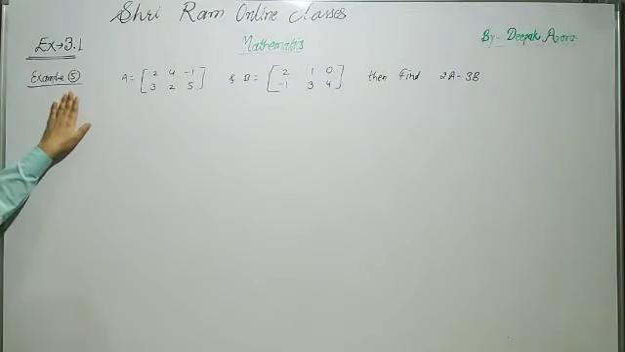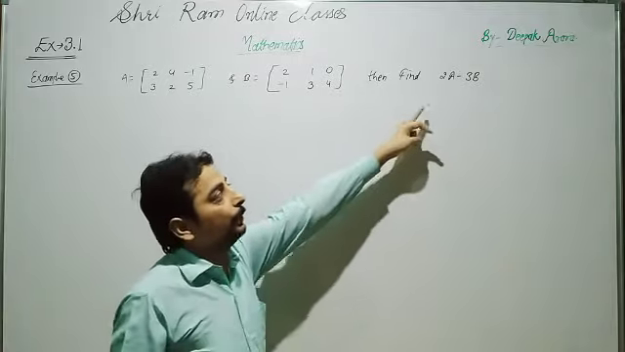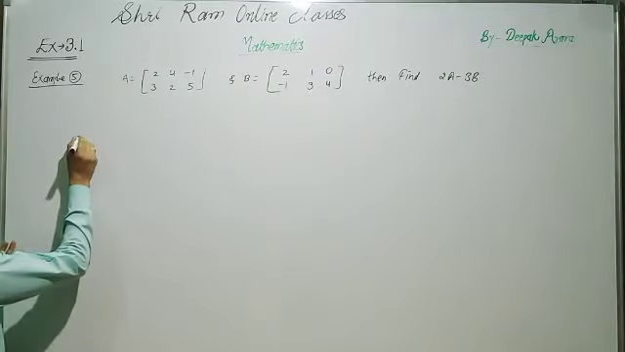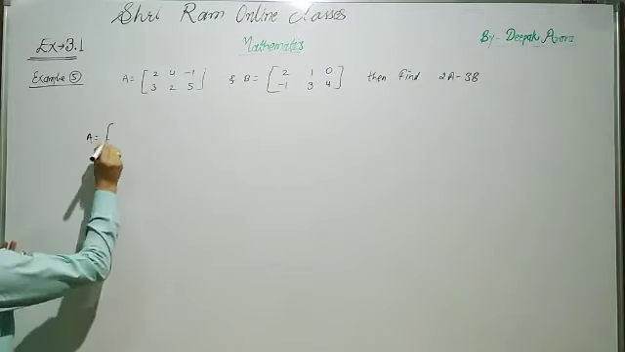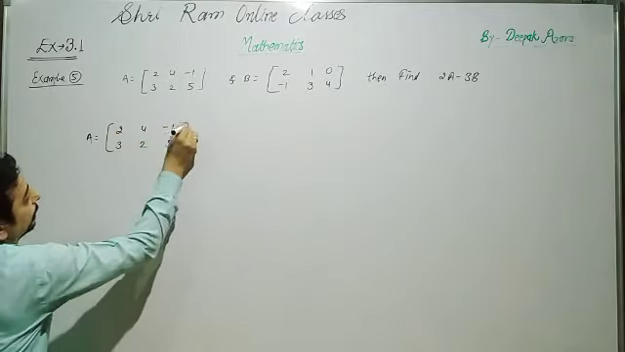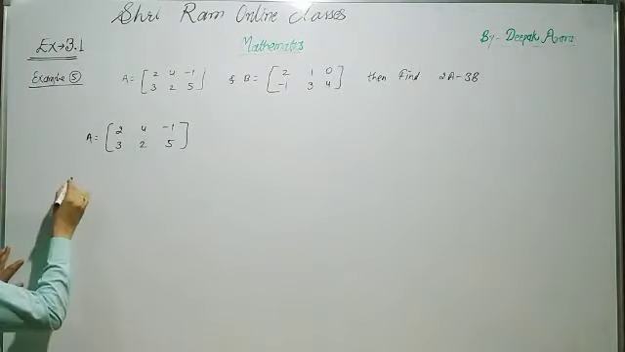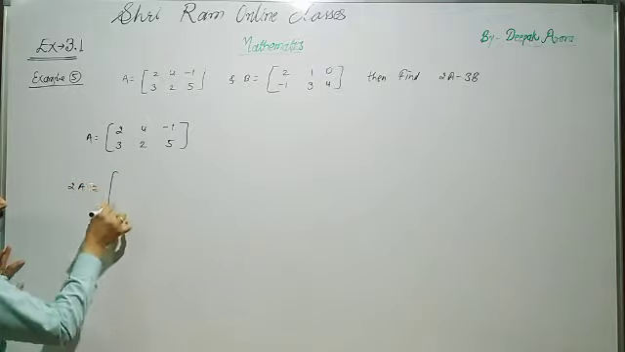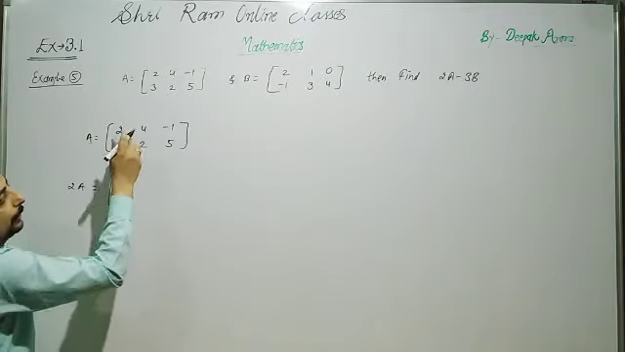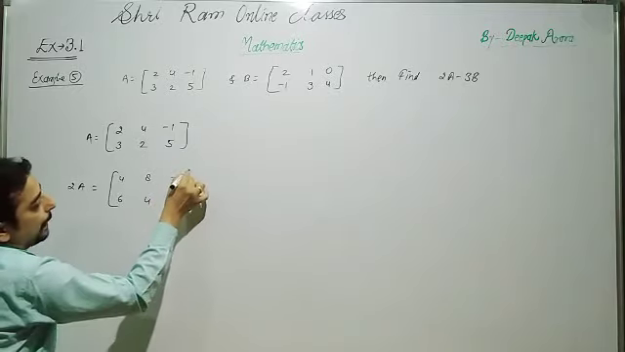Now we have example 5. A matrix is this and B matrix is that, and find the value of 2A minus 3B. Now let's start with the value of A: 2, 4, minus 1 and 3, 2, 5. Now we find the value of 2A. We multiply 2 by A, multiplying 2 into every element. Then the value is 4, 8, minus 2, 6, 4 and 10.